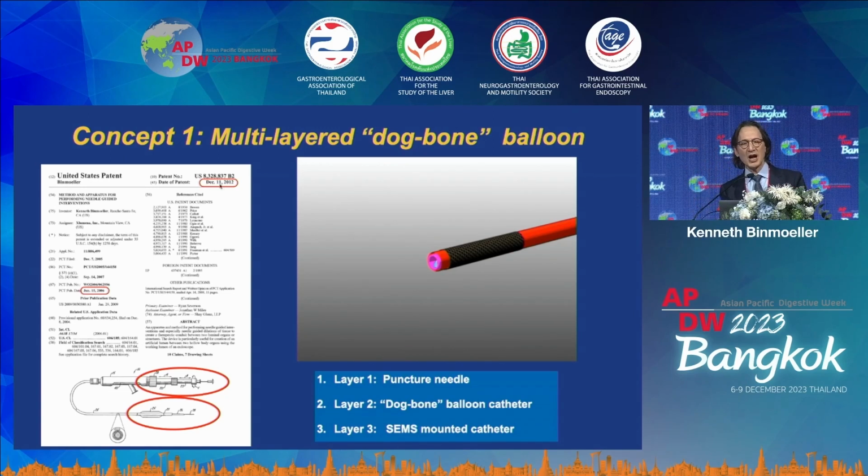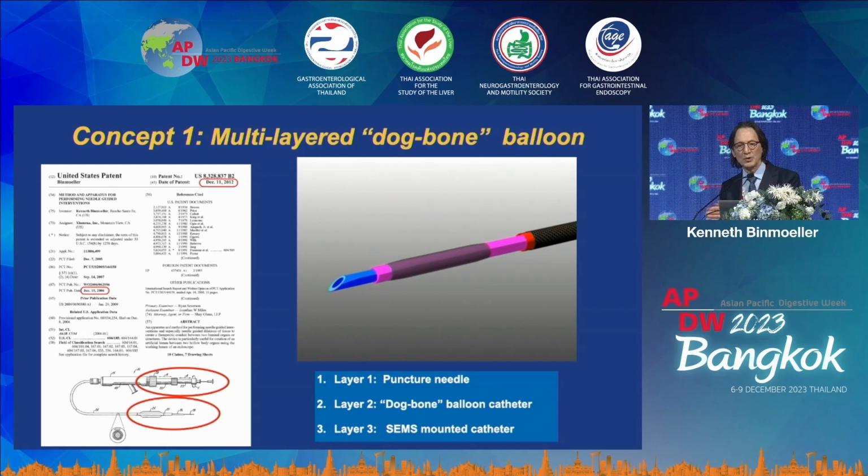So the first concept was a multi-layered dog bone balloon. So we have 3 layers. Layer 1 is the puncture needle, layer 2 is the dog bone balloon catheter, it dilates and has that dog bone or diabolo configuration, and layer 3 is the SEMS mounted on a catheter. So this video shows you what this concept was.